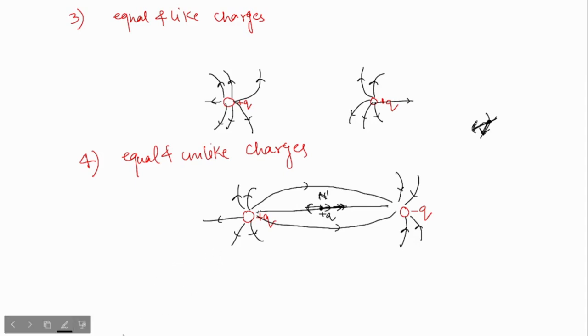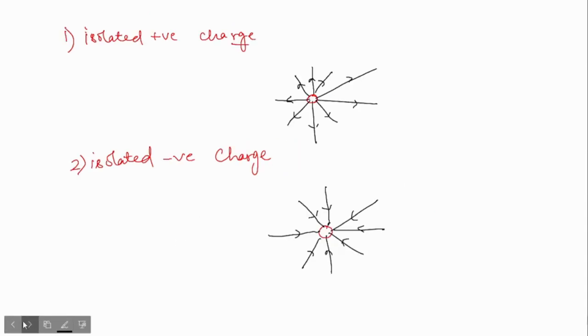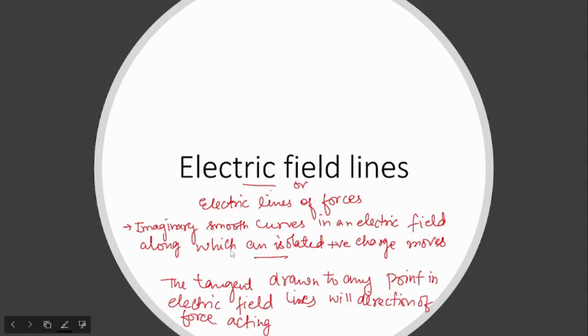One more thing I would not discuss in detail, I'll just tell you the basic properties of electric field lines. The first one you should note is that electric field lines start from positive charge and end at negative charge. You have seen this already. Then, a tangent at any point gives the direction of force acting on a positive charge. I have already told you this at the start of this video, that a tangent at any point will give the direction of force.